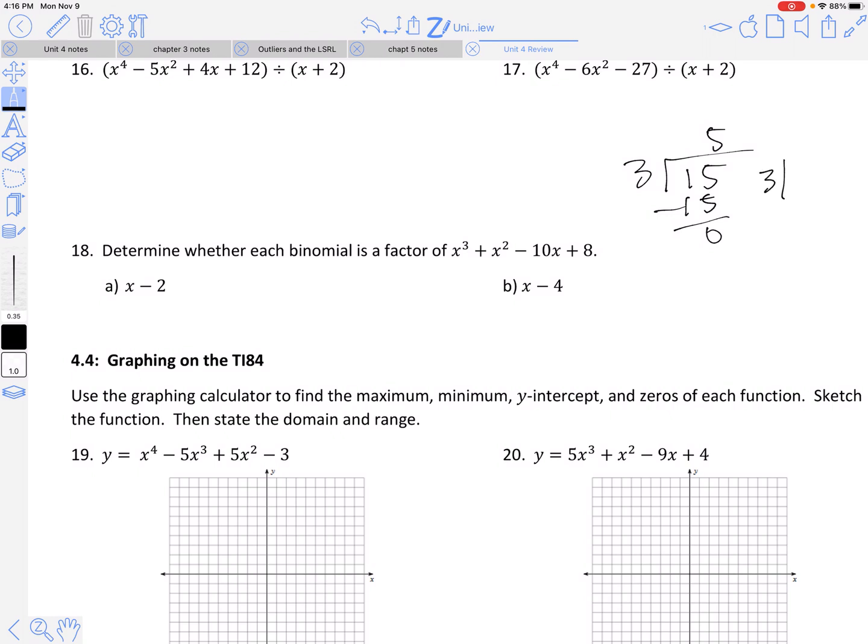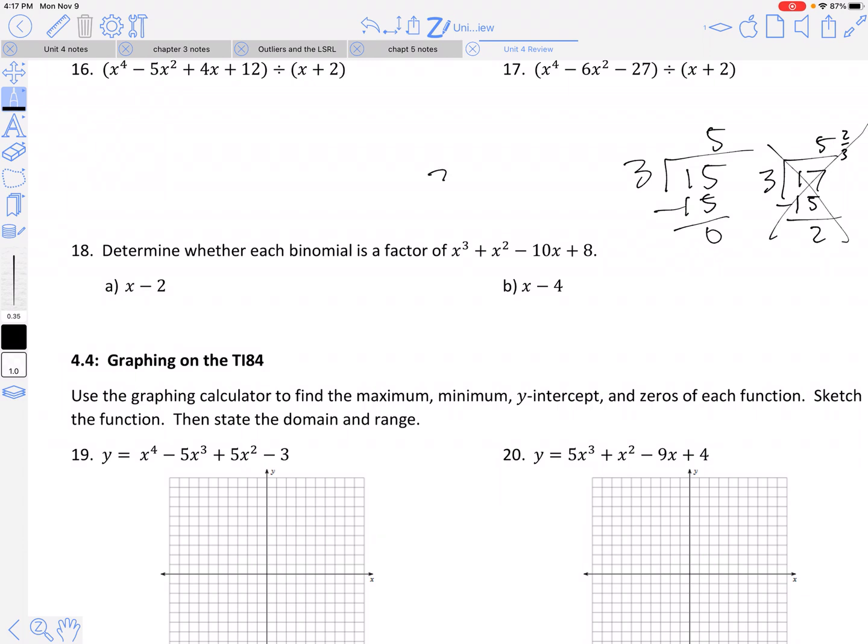Now, is 3 a factor of 17? So if I see if it fits, I'll try. It fits maybe 5 times, so I do that, and I have a remainder of 2. So 3 fits into 17 5 and 2/3 times, right? So it's not a factor of 17. And there was a remainder, okay?